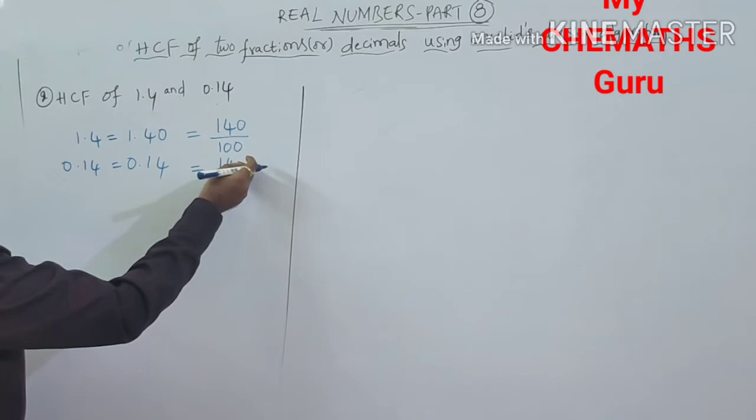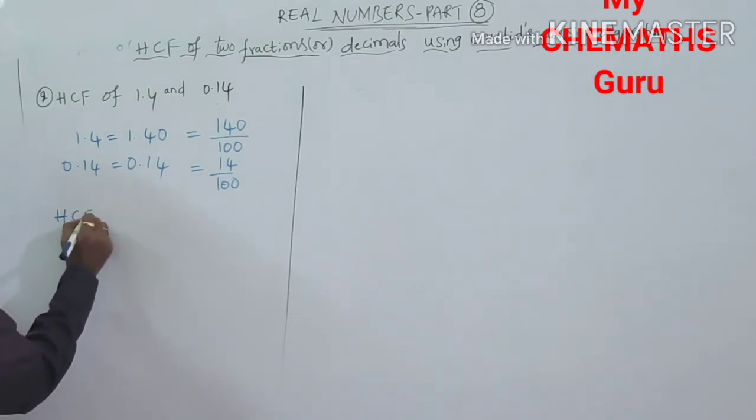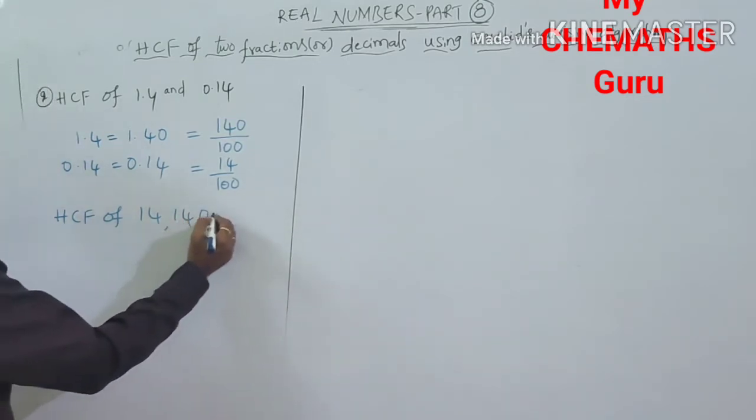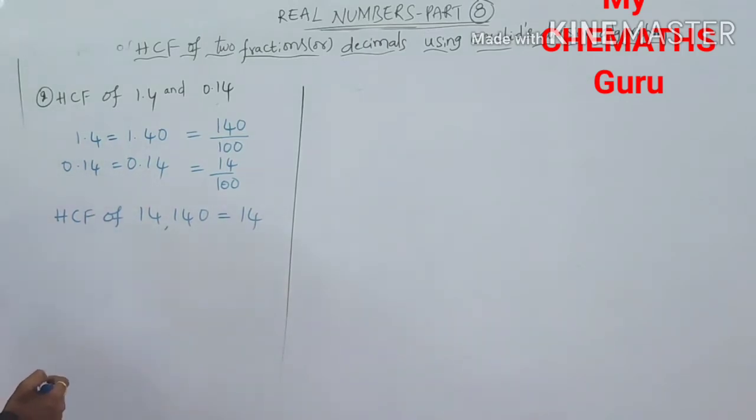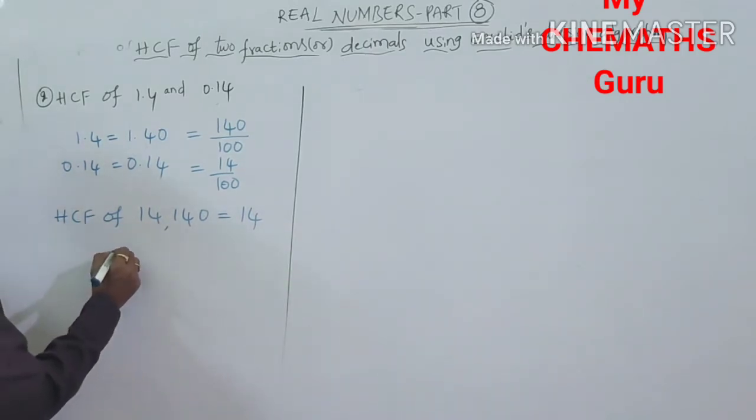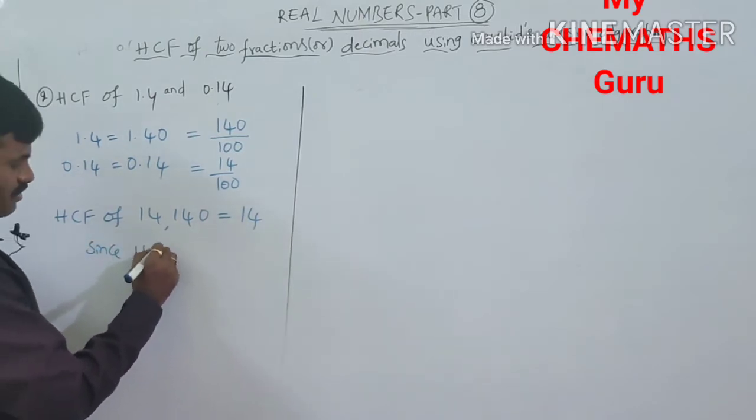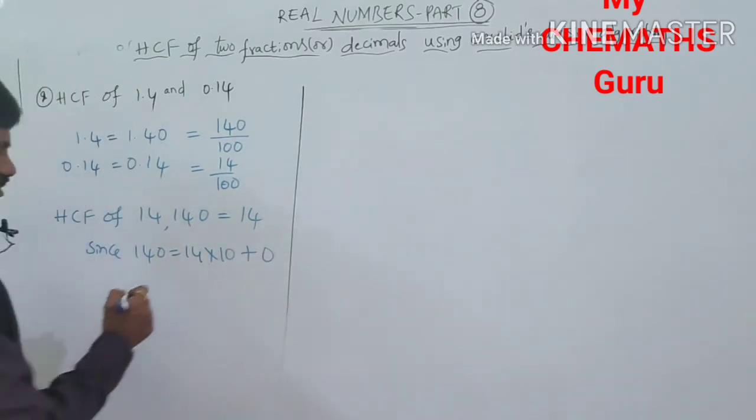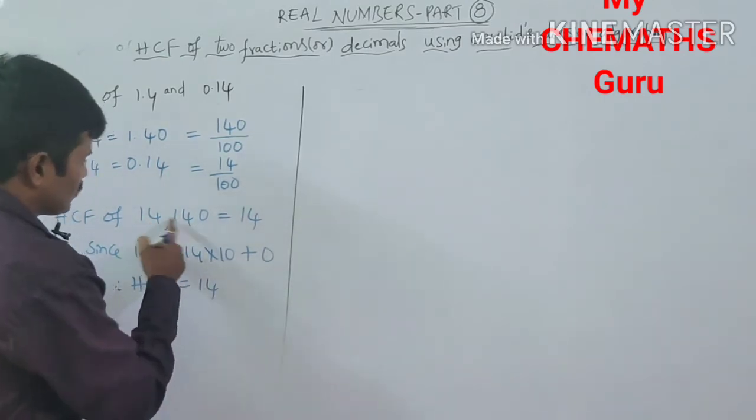Now, observe the numerators 14, 140. Find the HCF of these numerators. What will be the HCF of 14, 140? Obviously, it is 14, because 14 times 1 is 14, and 14 times 10 is 140. Since 140 can be expressed as 14 tens plus 0, am I correct? So like this we got the HCF of these two is equal to 14.